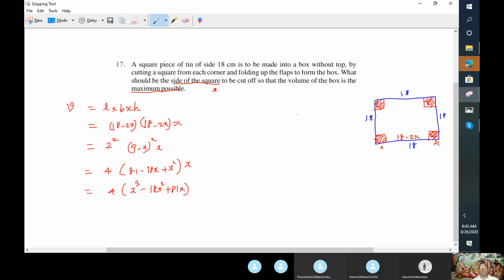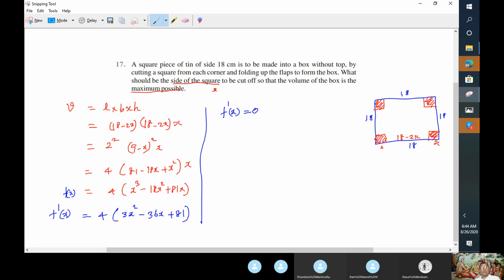So whenever you are talking about the maximum volume, whenever the word maximum comes to you, you have to differentiate it. This is your f of x. So what is the first order derivative? F dash of x, when you differentiate it, becomes 3x square minus 36x plus 81. If you make f dash of x 0, then you can get a critical point. How to get critical point? Find f dash of x equal to 0.